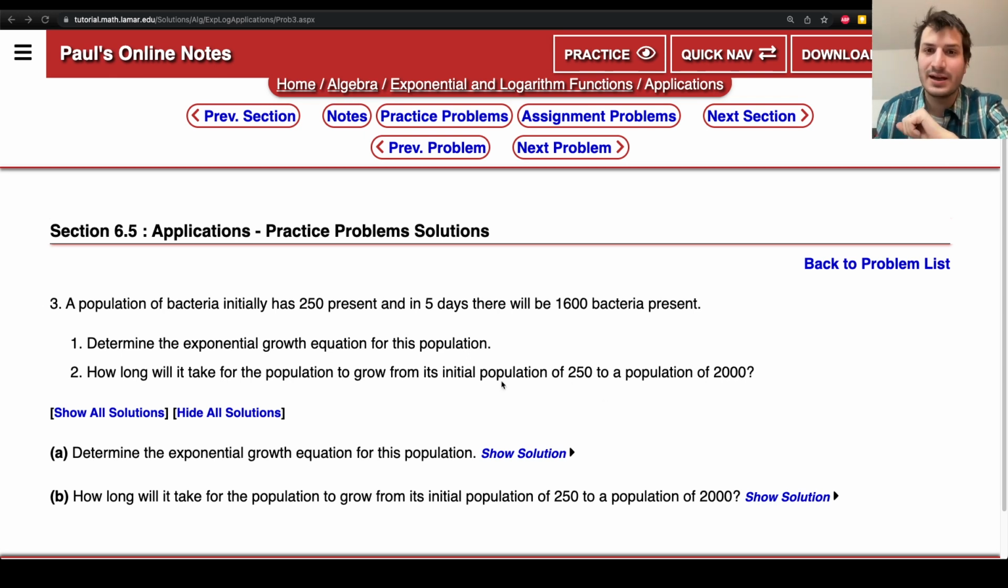So the problem in the homework is very similar, except instead of saying how long does it take to grow in part 2, it says what will be the population after 10 days or something like that. And it's a population of a city instead of bacteria, but otherwise it's a very similar problem. So I'm going to do this problem.